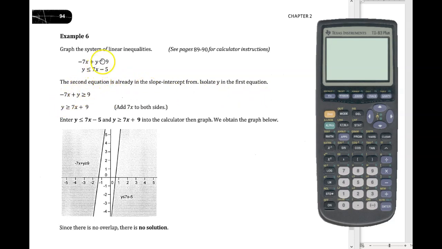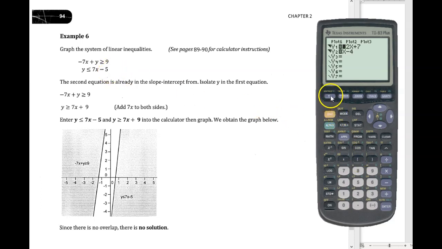So let's look at the first one. In order to get that into slope-intercept form, we're going to add 7x to both sides. So we have y is greater than or equal to 7x plus 9. Now we have the first inequality ready to go. The second one was already ready to go. So now we're going to put them into the calculator.